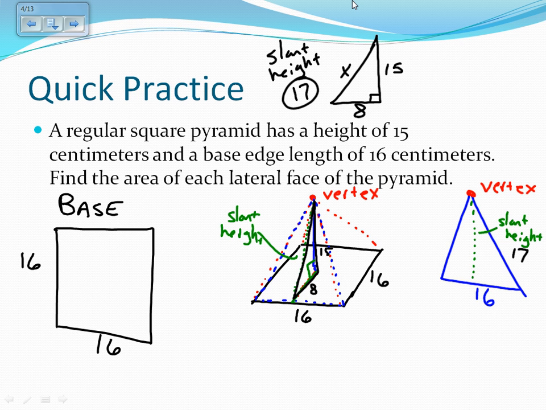So do I have enough information to find the area of that triangle? The area of this triangle is half the base times the height, which is half the base is 16, the height is 17. We okay still?